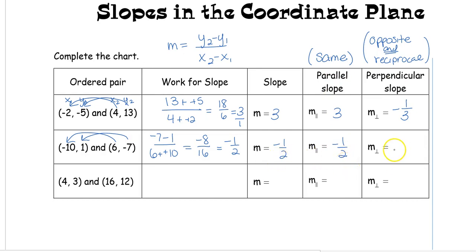Now perpendicular, we have to do the opposite. So I started with a negative, so it becomes a positive. I do the reciprocal of 1 over 2, which becomes 2 over 1, which just gives me a positive 2 slope.